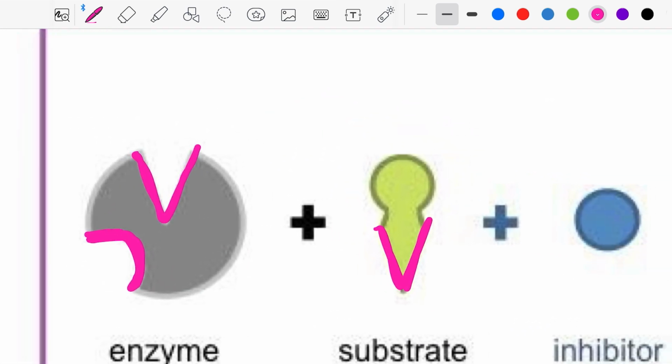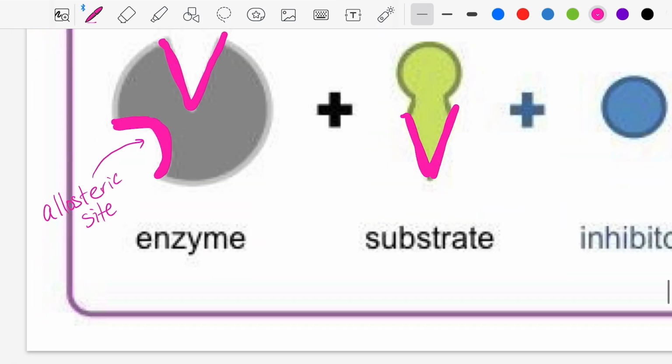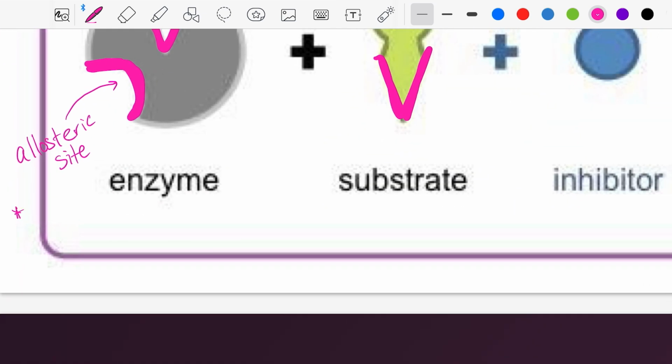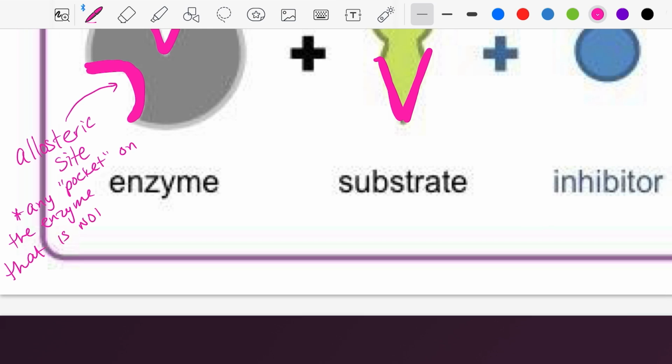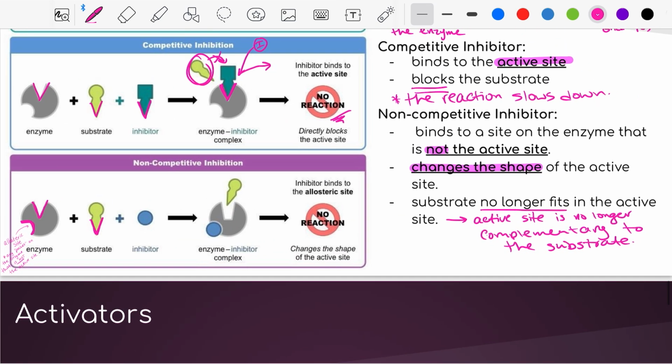It actually has a name. This is called the allosteric site. So an allosteric site is any pocket on the enzyme that is not the active site. And if you look, the allosteric site is complementary in shape to the inhibitor, isn't it?